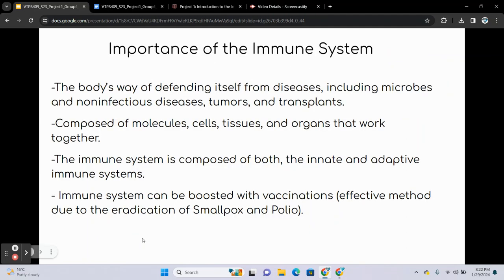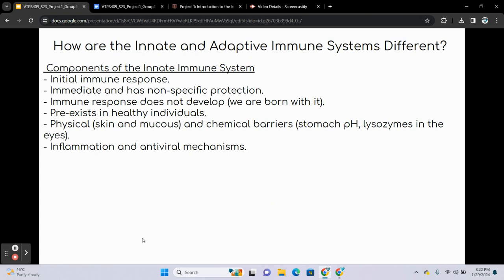The importance of the immune system. It is the body's way of defending itself from diseases, including microbes and non-infectious diseases, tumors, and transplants. It is composed of molecules, cells, tissues, and organs that work together. The immune system is composed of both the innate and adaptive immune systems. The immune system can be boosted with vaccinations, which is an effective method due to the eradication of smallpox and polio. How are the innate and adaptive immune systems different?